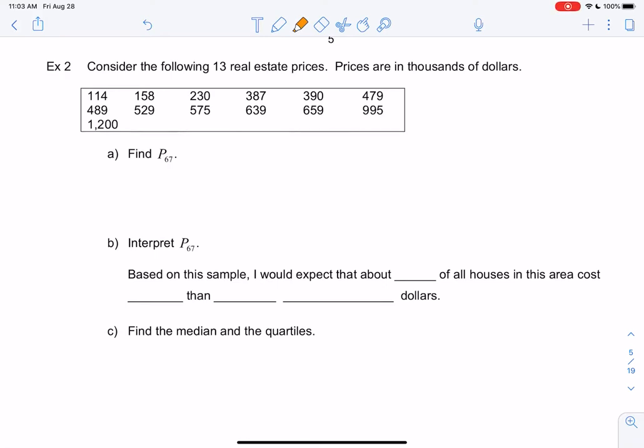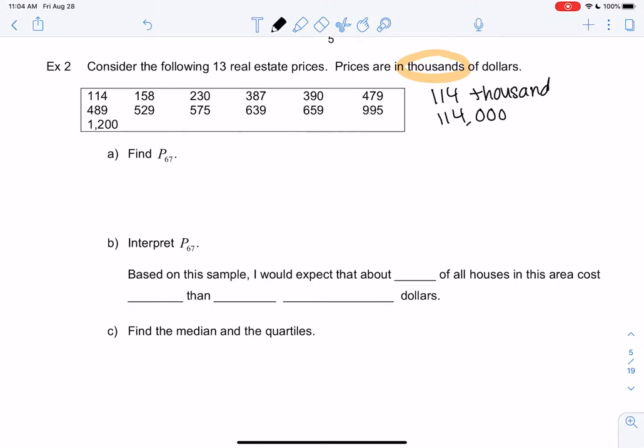Let's continue section 3.2 with an example. So we're going to go back to those weird location formulas that we just saw in the previous video to find percentiles and quartiles. So we are looking at 13 real estate prices, and they're in thousands of dollars. So 114 really means $114,000, which makes more sense for real estate prices.